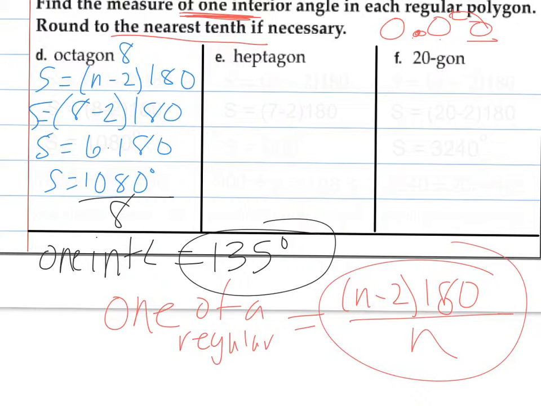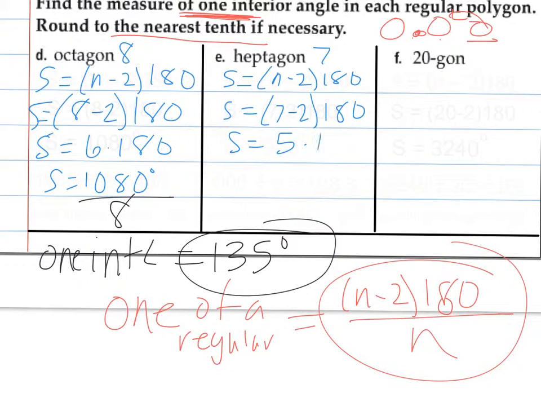Next one, heptagon. Now this is a 7. So for the sum, use your formula, plug in the side length. 5 triangles in a heptagon for a total sum of 900 degrees. But to find the angle measure, we're going to divide that by the number of angles, 7.